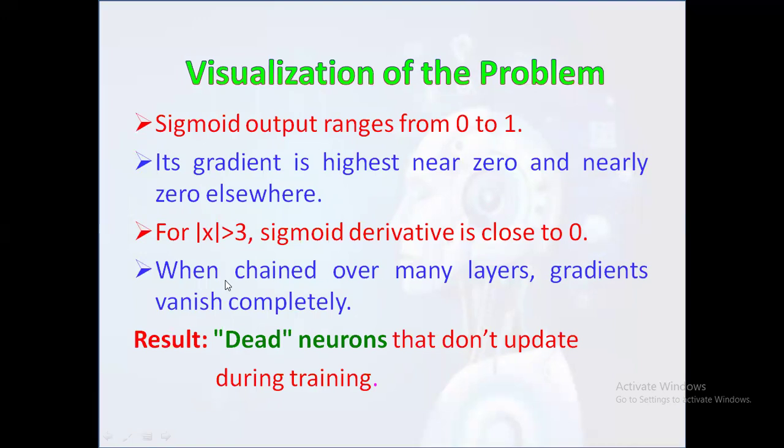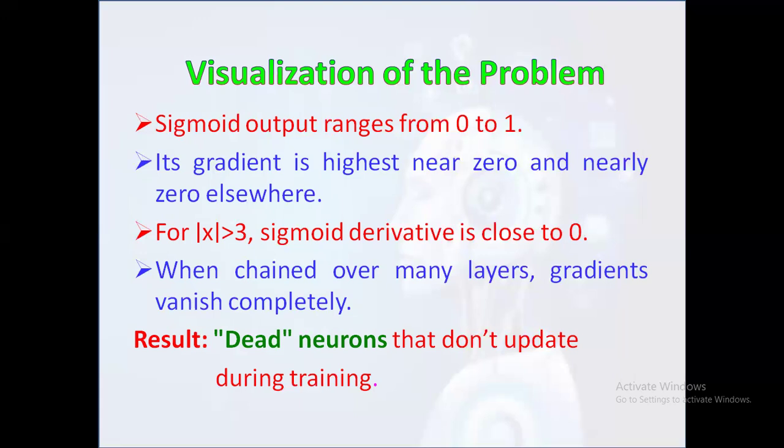For example, if modulus of x is greater than 3, the sigmoid derivative is close to 0. In practical terms, any input larger than 3 or smaller than -3 results in a nearly flat sigmoid where the derivative is close to 0. This creates dead zones in the activation landscape where no learning takes place. When chained over many layers, gradients vanish completely.